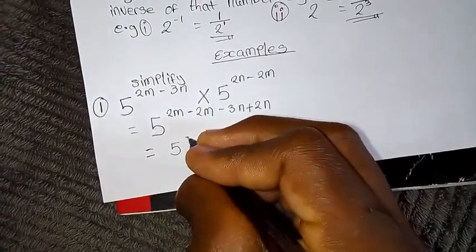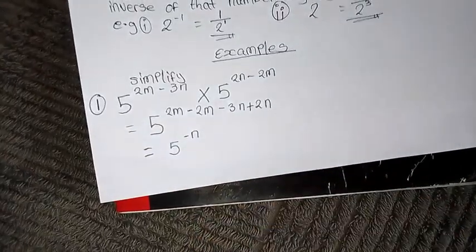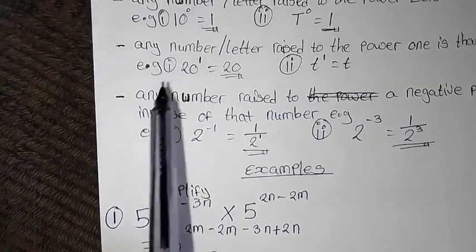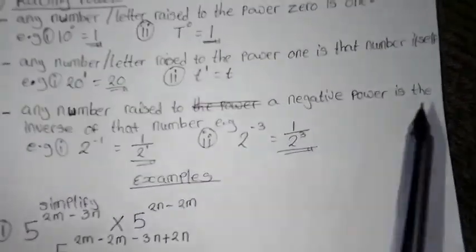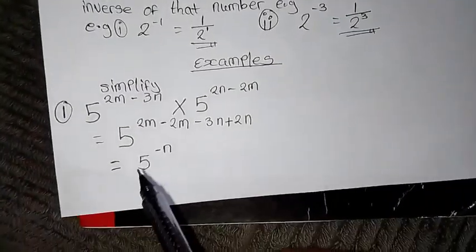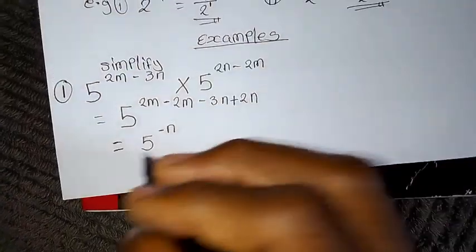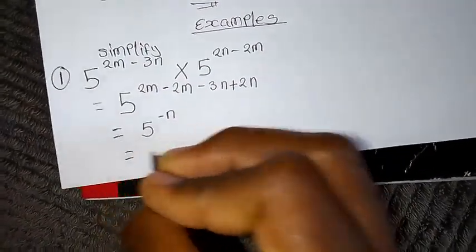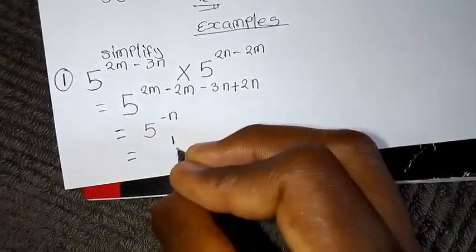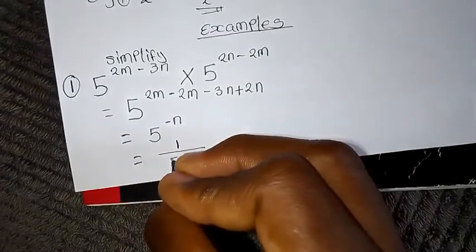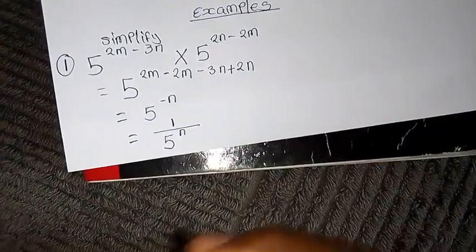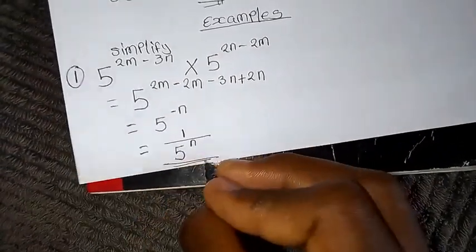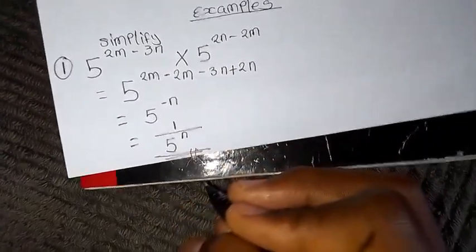5 power negative n. And our last law here states that any number raised to a negative power is the inverse of that number. So we have to write the inverse of this. So this is going to equal 1 over 5 to the power n. That's it for this example.